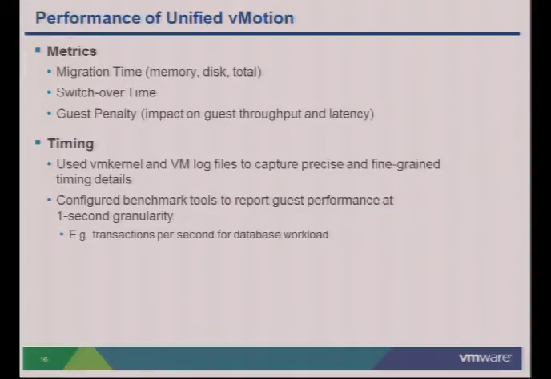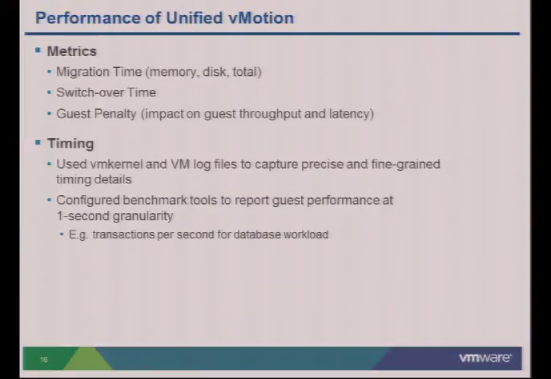The second metric is the switch over time, which measures the time for us to switch the VM from source ESX to destination ESX. This time should typically be less than 1 second. The third metric is the guest penalty, which measures the impact to the guest workload during the VM migration. For all those 3 metrics, we want to minimize them so that we can have the best performance.